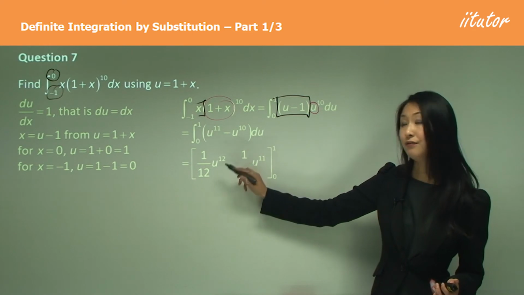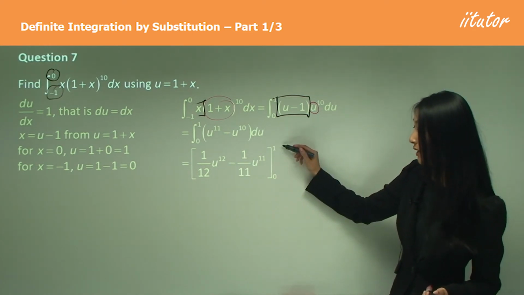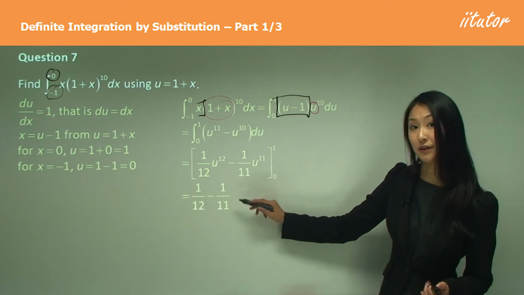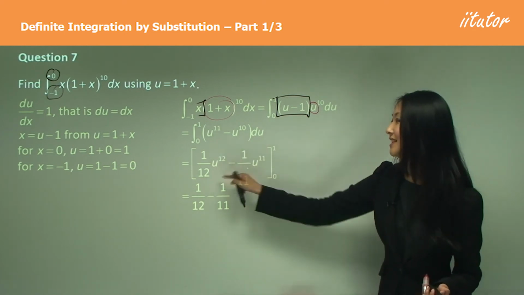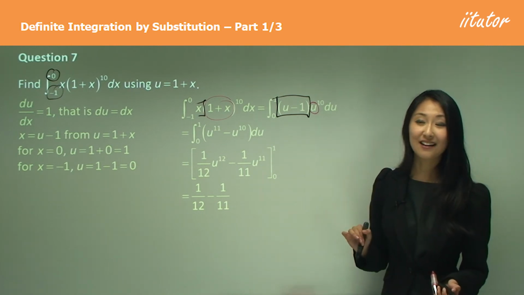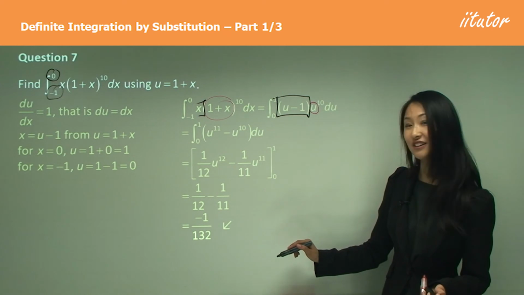So power of 12 on 12, power of 11 on 11, and substituting in 1 will give you 1 on 12 minus 1 on 11. And when you substitute in 0, you essentially just get 0 minus 0. So we haven't bothered to write that there. And just pop that in your calculator, and you should get -1 on 132.